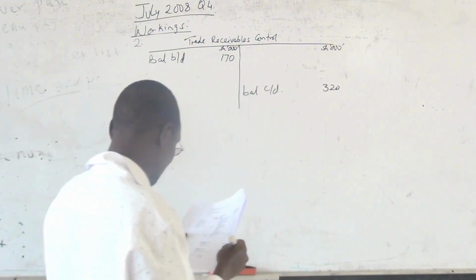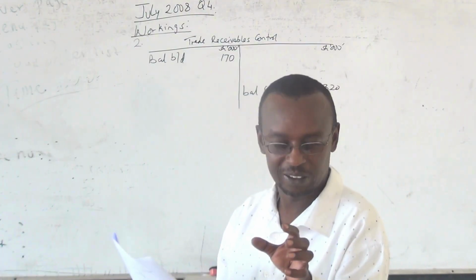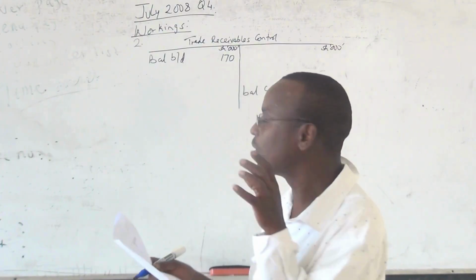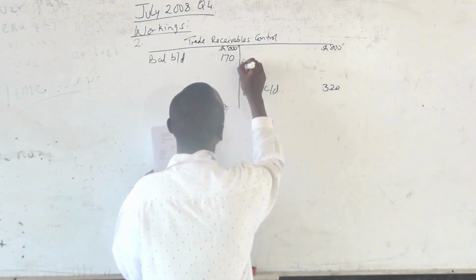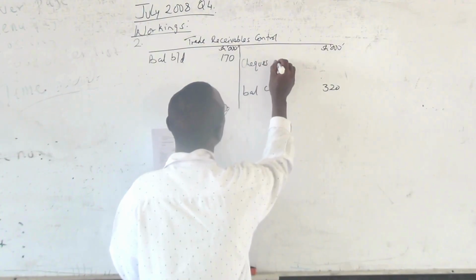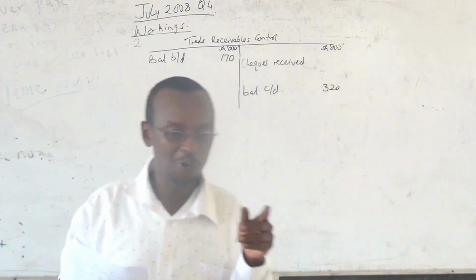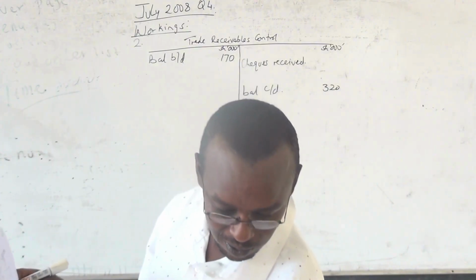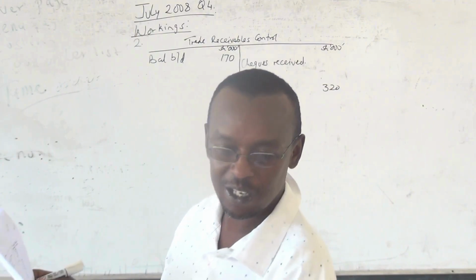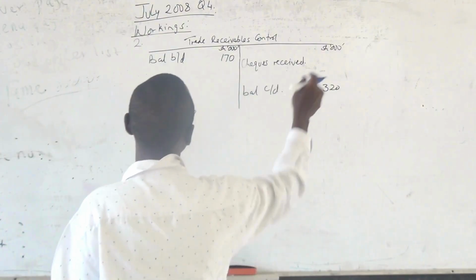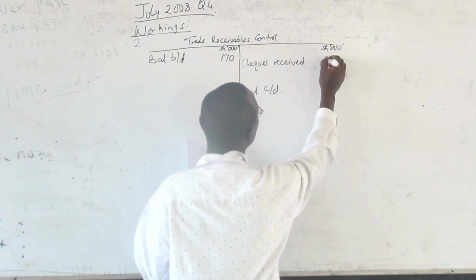320. Then we have the checks that were received from the debtors. Okay? The checks that were received from the debtors. So this is checks received. In other words, why the cash book? You have this 1500. Where is it? Its double entry, where did it go? To debtors. Okay? So it is here 1500.